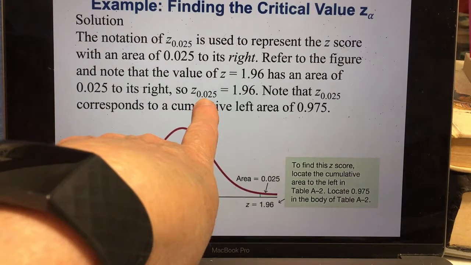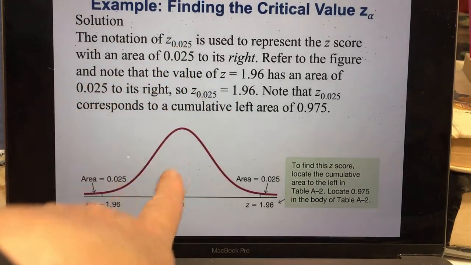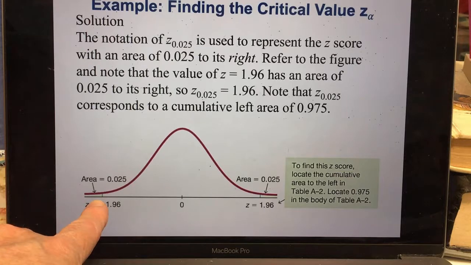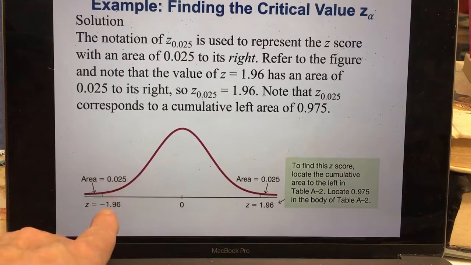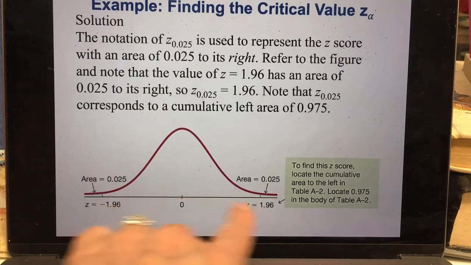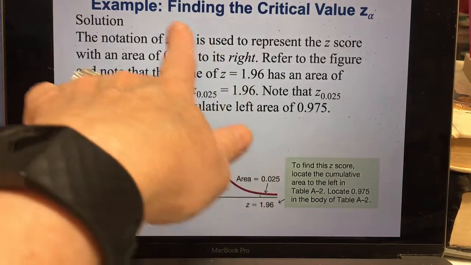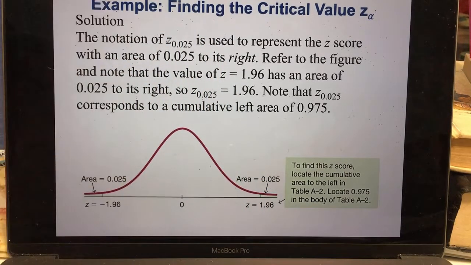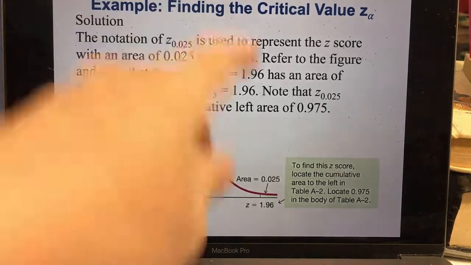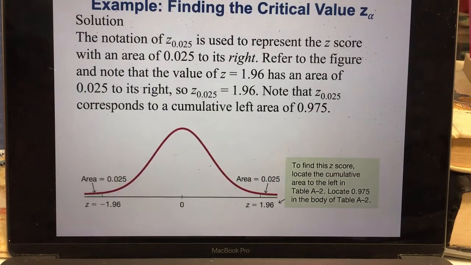Okay, so how do you tell that the 0.025 is to the right instead of to the left? Okay, so we need to look at this because this would be an important distinction. We've got the area over here is 0.025. The area on this side is 0.025. This score, Z-score, is -1.96. This Z-score is +1.96. Okay, so if we're looking for the one to the right, we're going to get 1.96. If we're looking for the one to the left, we're going to get -1.96. Okay, so it says to find this Z-score, locate the cumulative area to the left. In other words, locate 0.975 in the body of the table, or use your technology.